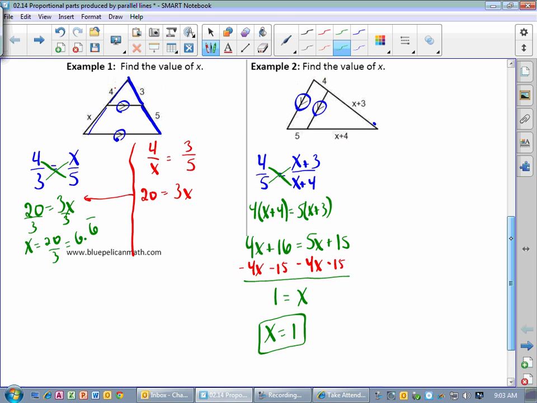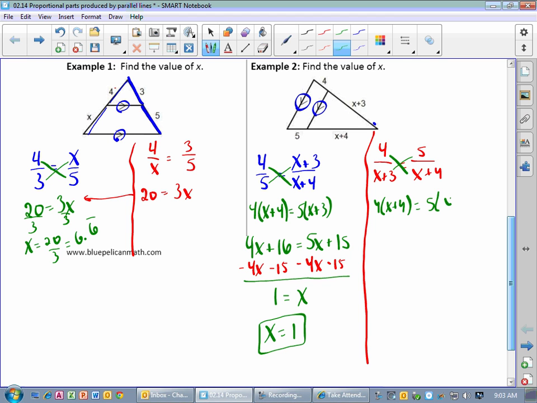Now remember, there's another way we could set this whole thing up. We did 4 to 5 equals x plus 3 to x plus 4. The other option would be 4 to x plus 3 equals 5 to x plus 4. See how they go together? We could also do x plus 4 to 5 equals x plus 3 to 4. Okay, what's that? Right. It's not drawn to scale. Yeah. So we cross multiply, and notice what happens. We get 4 times x plus 4 equals 5 times x plus 3.